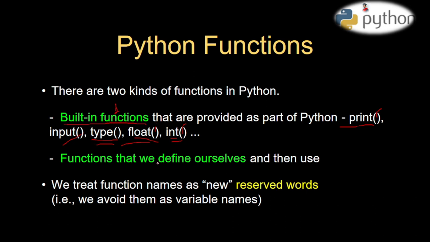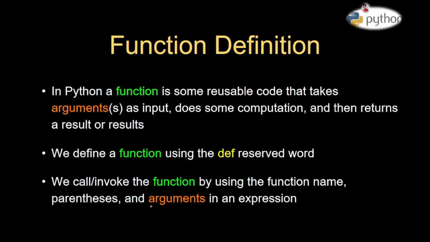Functions that we define ourselves and then use are called user-defined functions. We treat function names as new reserved words, which means we avoid them as variable names. As a function definition, in Python a function is some reusable code that takes some arguments as input, if you pass arguments, does some computation or operations, and then returns the result of that computation.